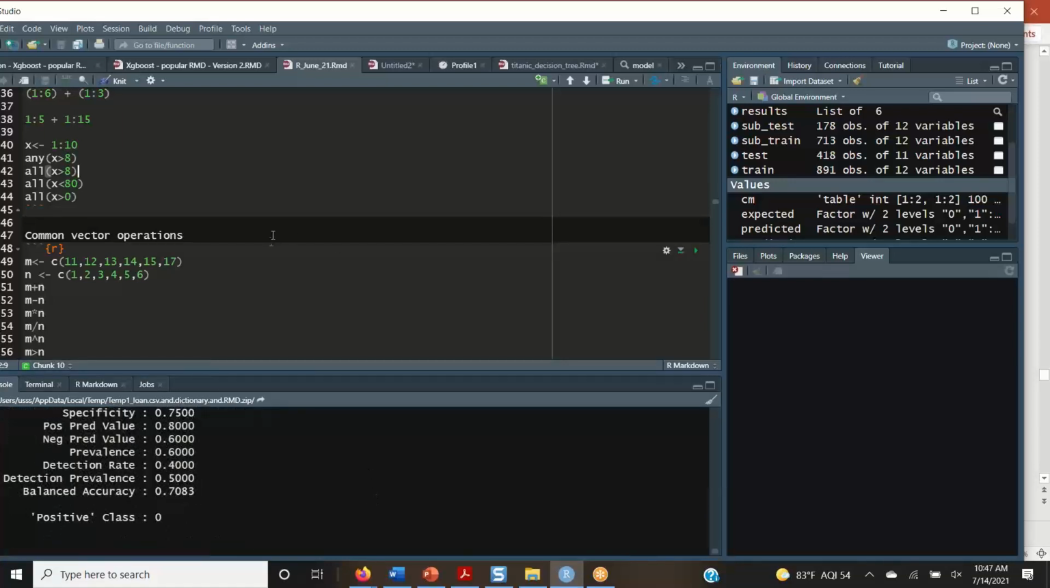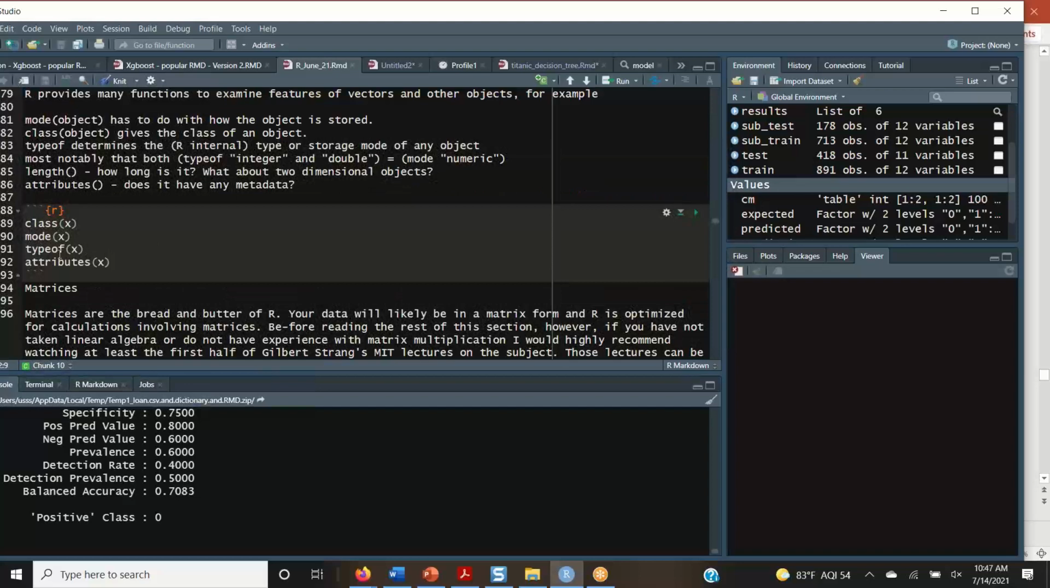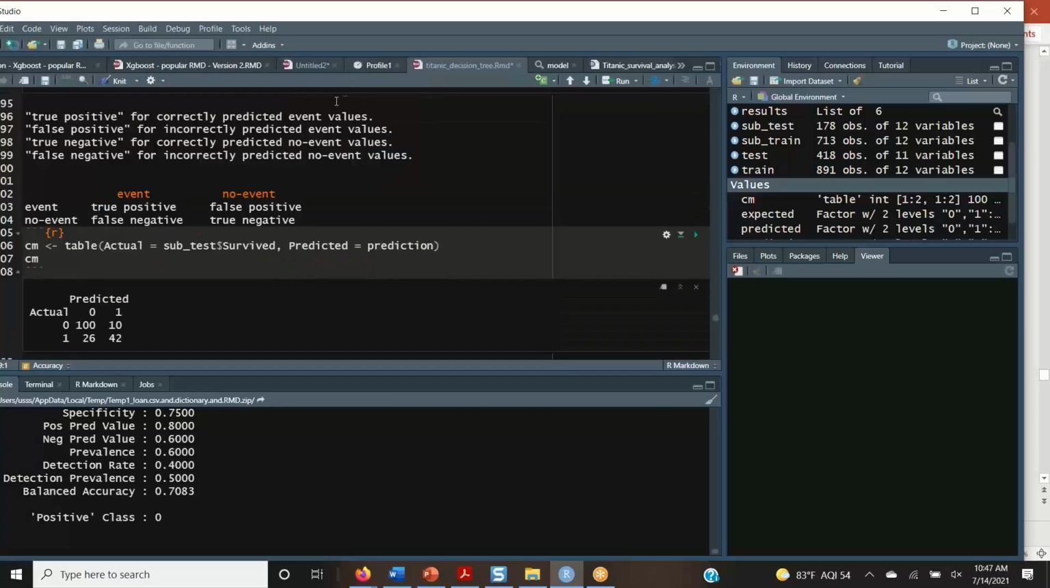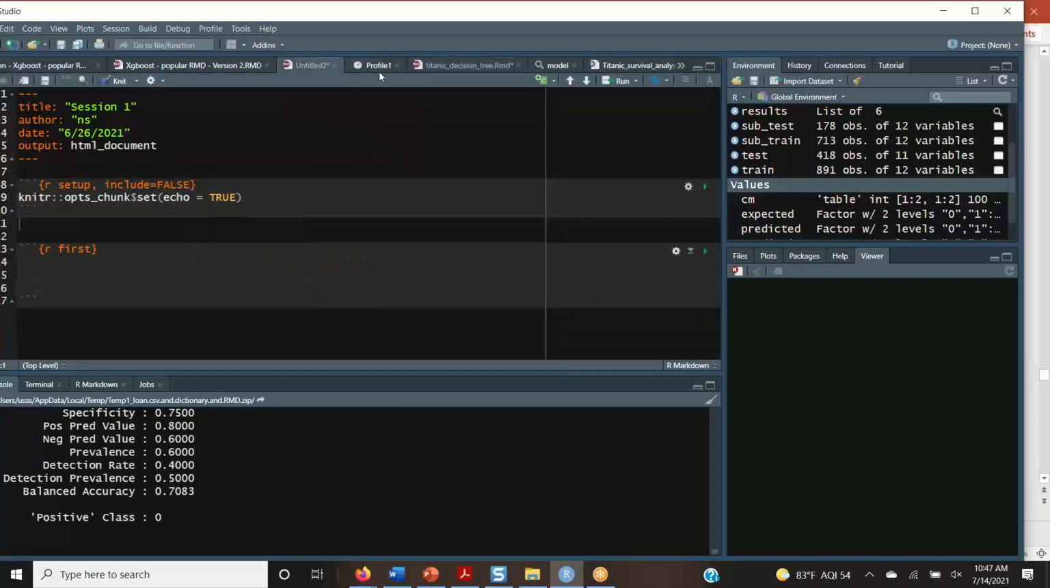Is there any question? Is there anything that I can spend more time on? This is how this is the example for R. Okay. Any other question I can answer for you?